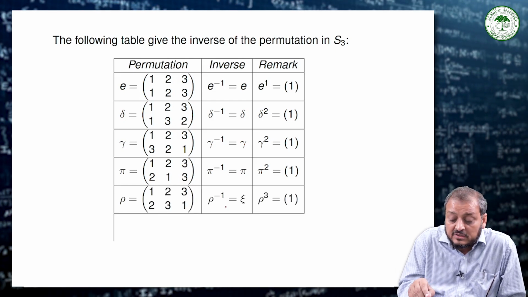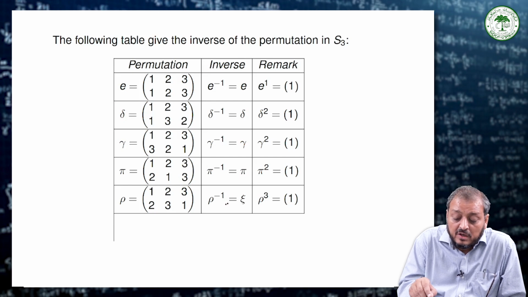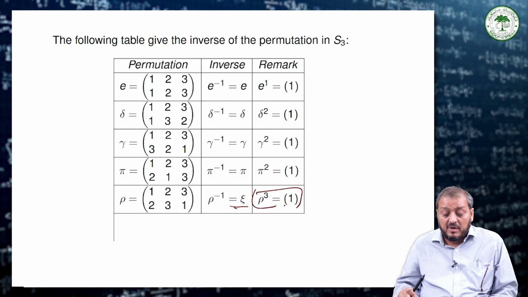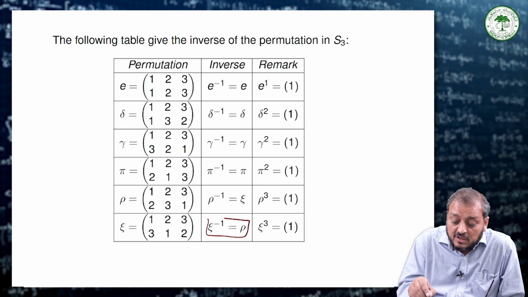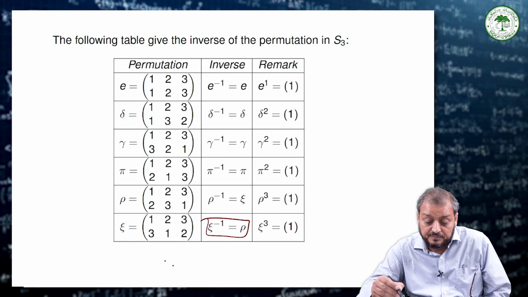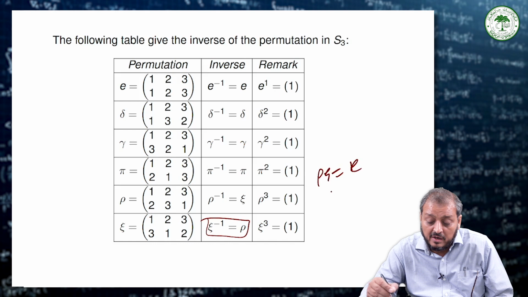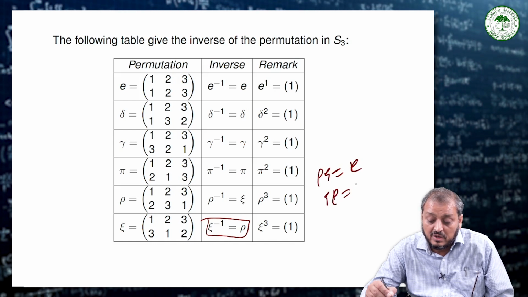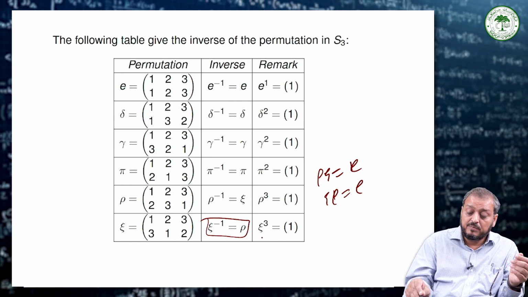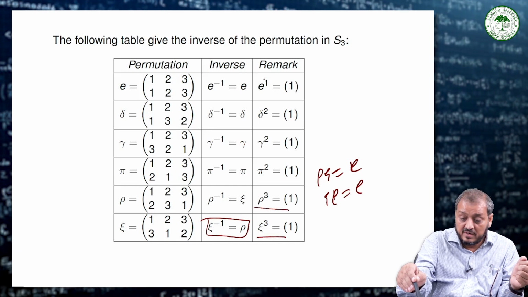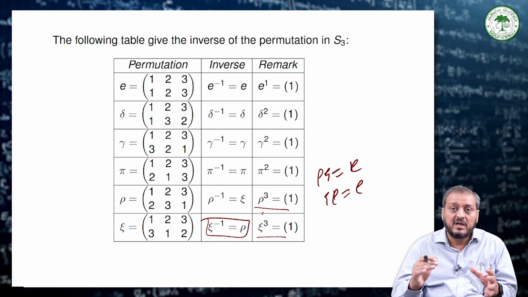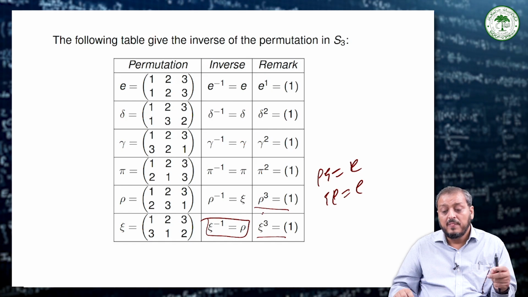Then rho square is the inverse of rho, equal to zeta, and rho to the power 3 is giving you identity. Similarly, the inverse of zeta is rho, because rho and zeta composed give the identity, and zeta and rho also give the identity. So rho and zeta are inverse to each other, with power 3 equal to identity, and the rest of them are self inverse.